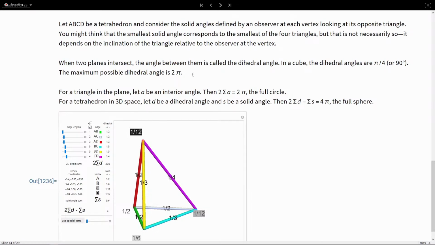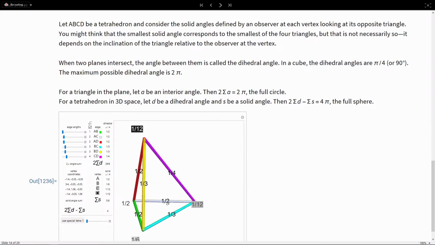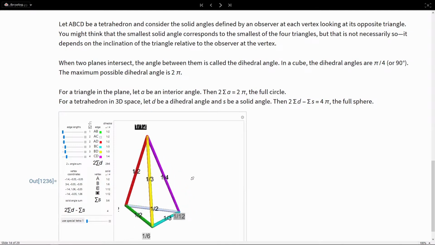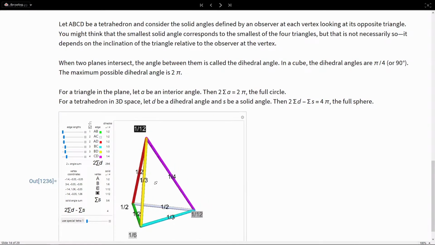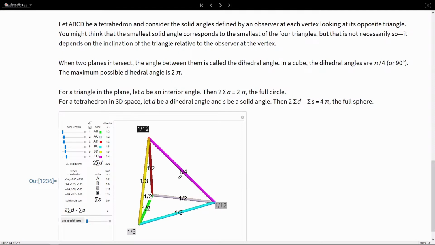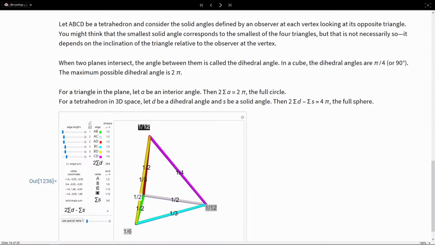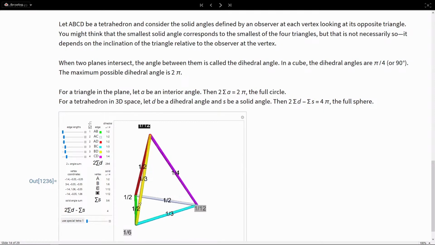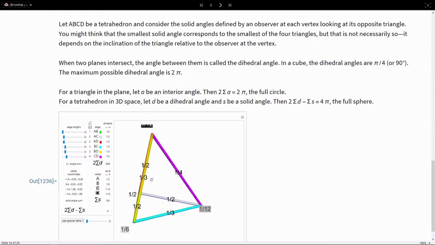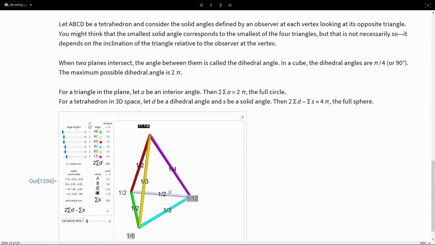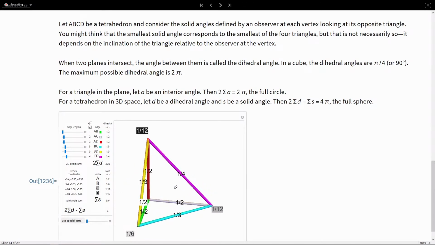When 2 planes intersect, the angle is called the dihedral angle. So here we've got a tetrahedron. For this special tetrahedron, the solid angles are 1/12, 1/6, 1/12, and 1/2 all times pi. And the dihedral angles are 1/2, 1/3, 1/2, 1/3, 1/2, 1/4. So this is a Conway tetrahedron.